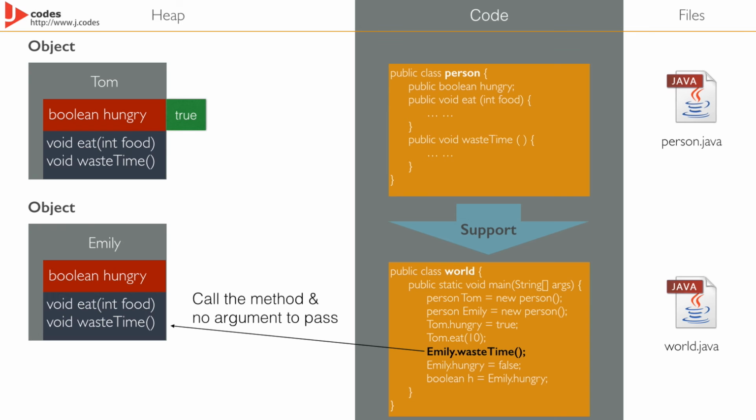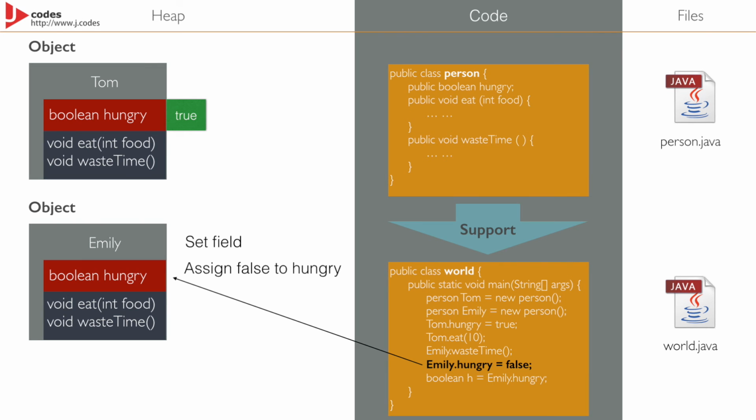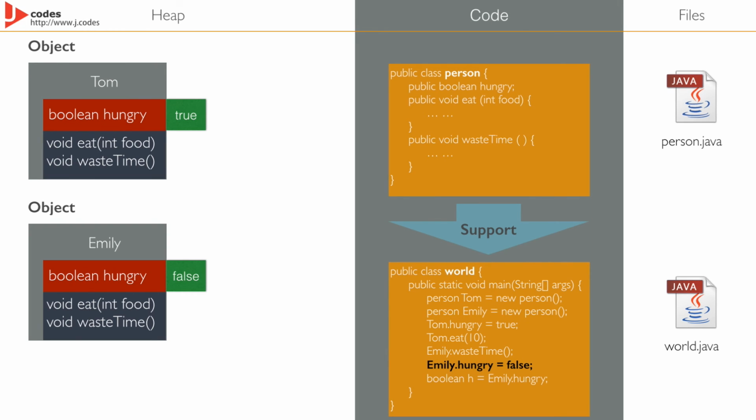Emily.wasteTime is calling the method named wasteTime in object Emily. And then we assign a Boolean value of false to Emily.hungry, which is a field in object Emily. Now Emily.hungry is false. Next, we create a local variable h and assign the value of Emily.hungry to it. So h's value becomes false. Since h is a local variable, it will be stored on the stack instead of the heap.